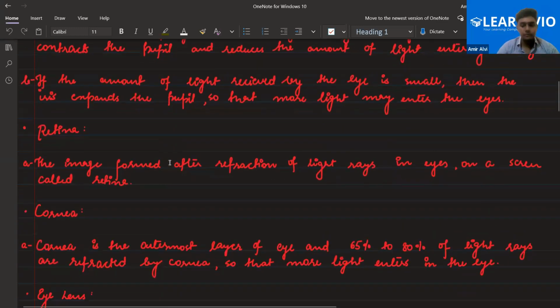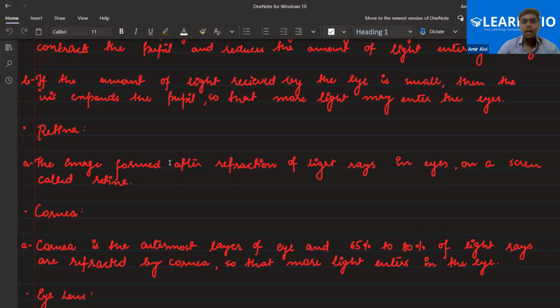Next is the retina. The retina is the kind of screen of the human eye. The human eye produces a real image, so there should be a screen on which we can obtain that image. The retina works as a screen. The retina also converts the light signals into electrical signals. Our brain works on electrical signals, so the conversion of light to electrical signals is done by the retina.